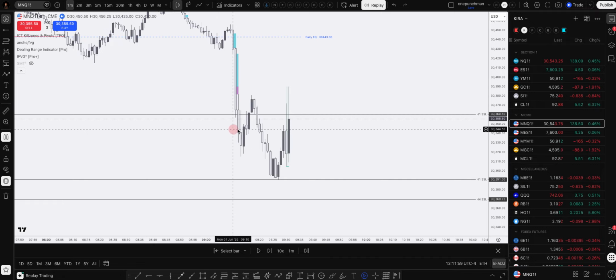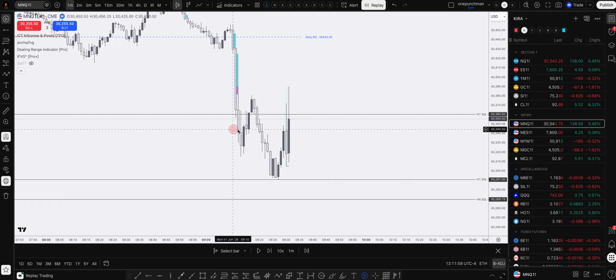I'm going to just keep hitting next, because personally I didn't see anything here that made sense to me. If I go to the 2 minute, I can see that there's FVGs here. And if we look at the size, it is in that range that I like. So it's 7 points.